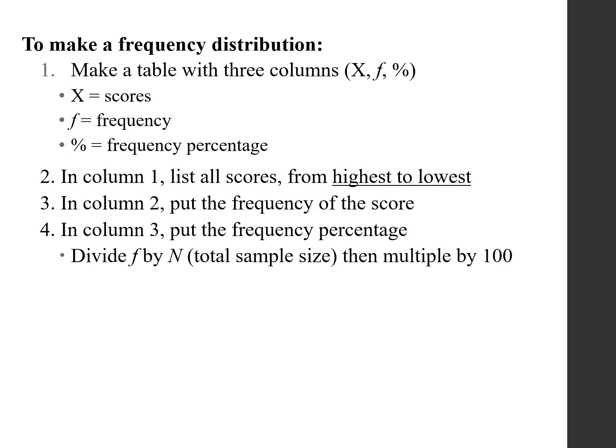In column 1, you list all the scores you have available, and you list them from highest to lowest. In column 2, put the frequency of the score, how often it happens. Then in column 3, you put the frequency percentage. This is calculated by dividing the frequency by n, which is the total sample size, the number of scores in your sample, and then multiplying it by 100.